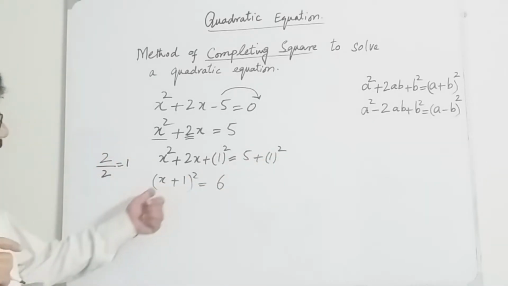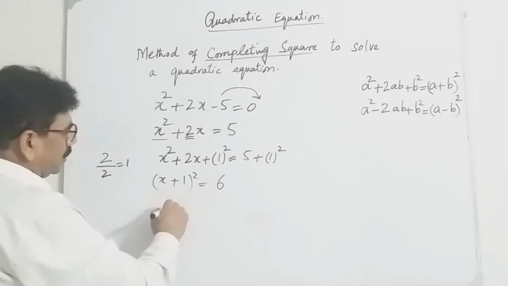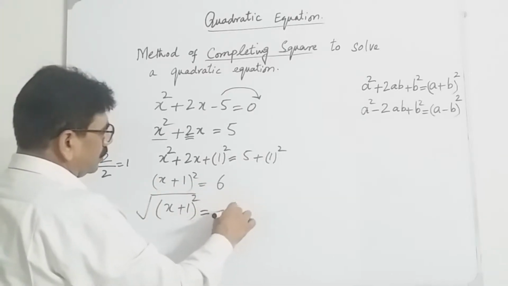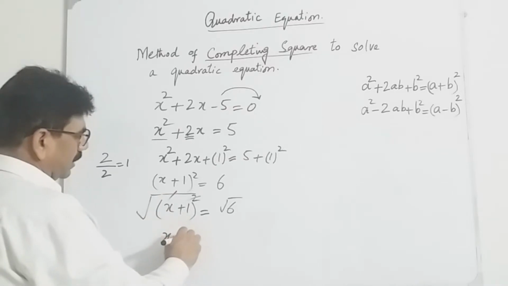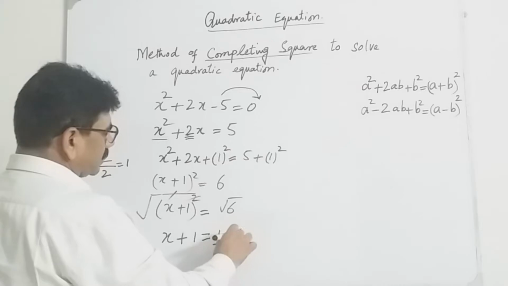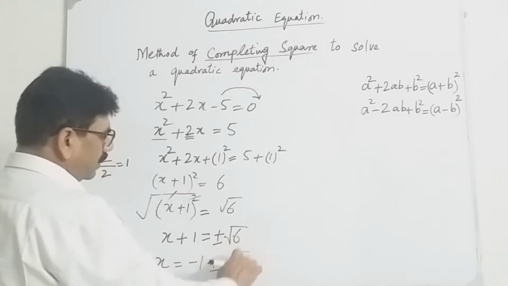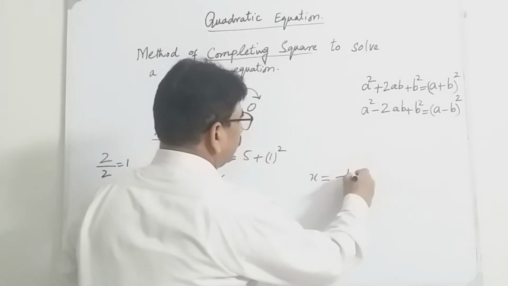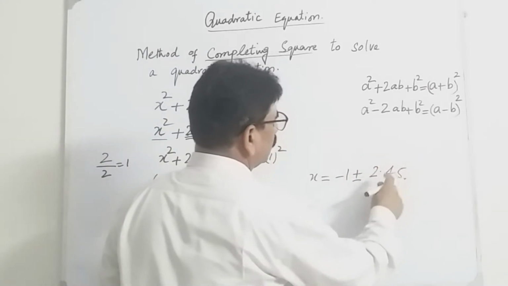Now to find the value of x, we need to remove this square. To remove the square, we will have to take the square root on both sides. The square root of x plus 1 whole square will be equal to the square root of 6. The square will cancel this square root sign, and as a result we will get x plus 1 equal to plus minus square root 6, or x will be equal to negative 1 plus minus square root 6. We will put the value of square root 6. Now x will be equal to negative 1 plus minus 2.45, correct to 2 decimal places.